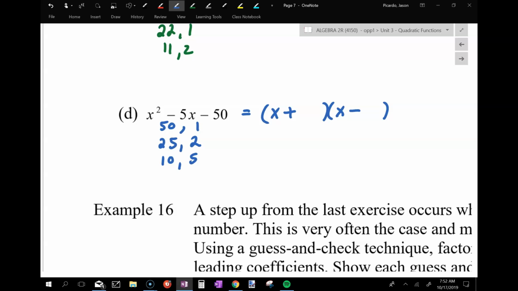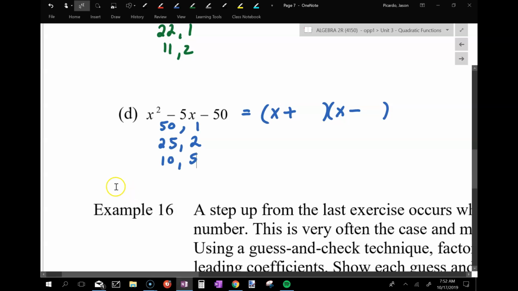Okay, now here's the thing, and I'm sure your teachers probably taught you this method. Guys, whatever number is in here, if this number is negative, that means the bigger of these two numbers has to be the negative, right? So I have 50 and 1. So this has to be the negative and this has to be the positive. I have 25 and 2. That means this has to be the negative and this has to be the positive. I have 10 and 5. That means this has to be the negative and this has to be the positive.